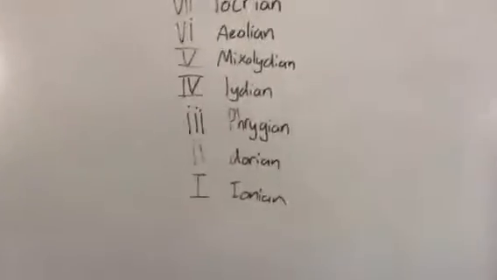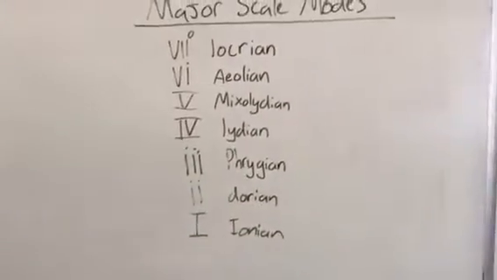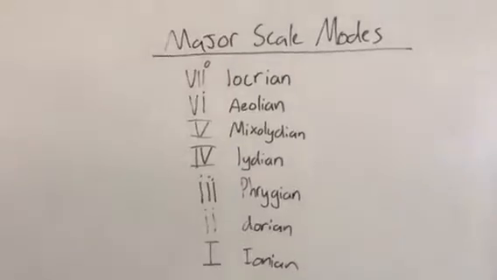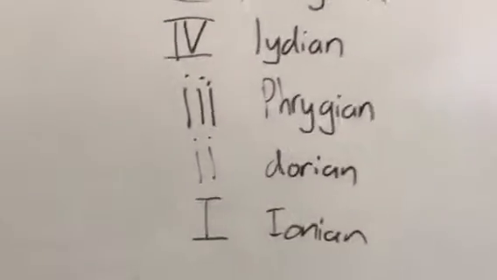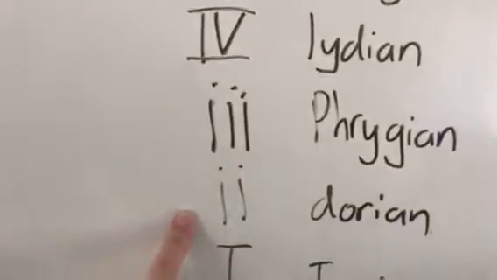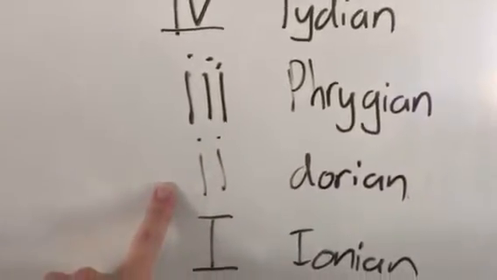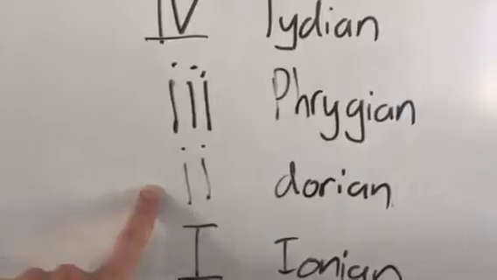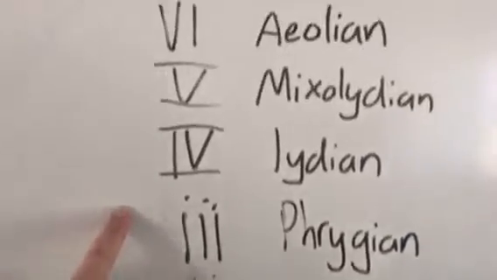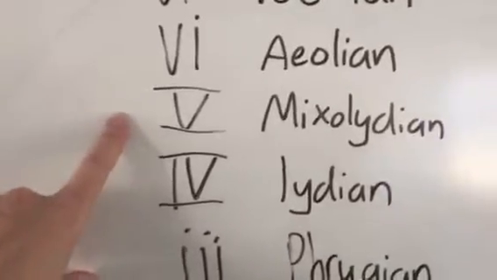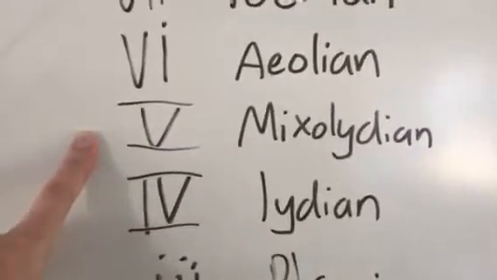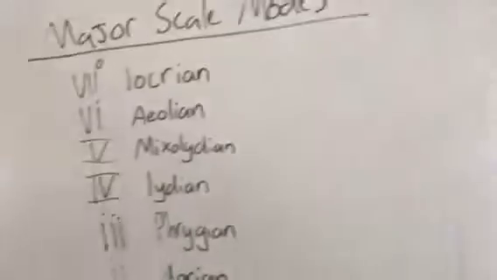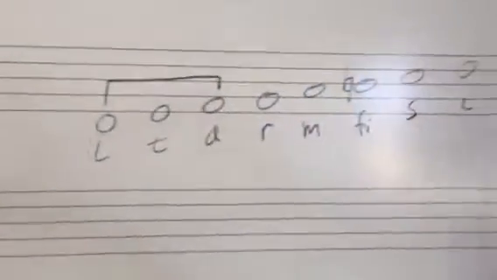Now, the Dorian mode is the second mode. The other most common one that is used is the fifth mode, the Mixolydian. And as you can see, the Dorian has a lowercase 2 in Roman numerals written to it, so it's a minor sounding mode. The Mixolydian has a capital 5 in Roman numerals next to it. So from that you can deduce that it is a major sounding mode.